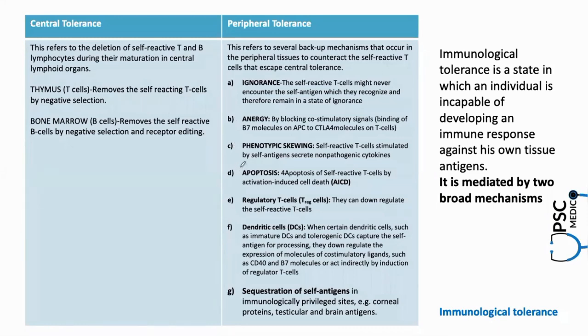Next is apoptosis. So what happens in apoptosis? The self-reactive T cells undergo death. If this is a self-reactive T cell and this is an APC, when there is an interaction between these two, an apoptosis signal is released with this interaction, so that the self-reactive cell is gone.